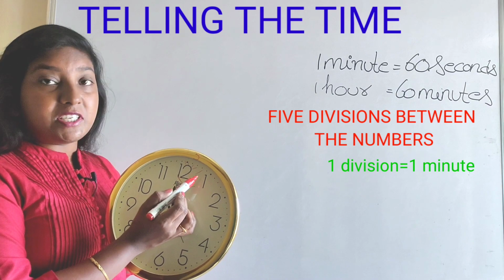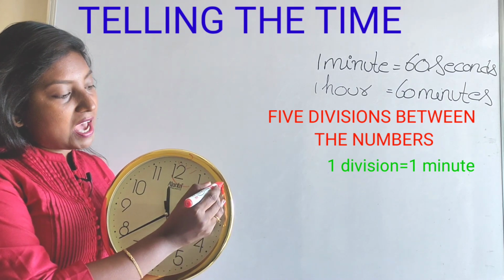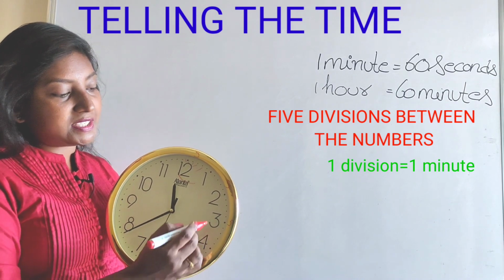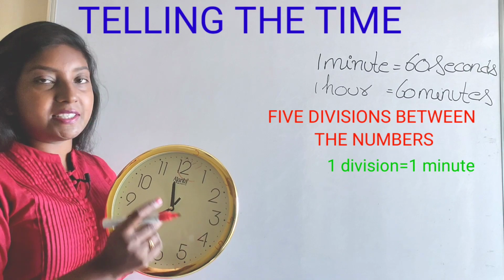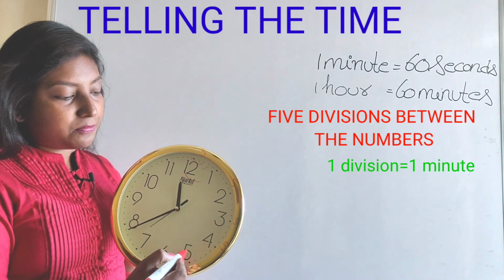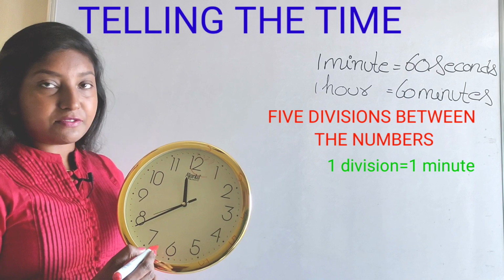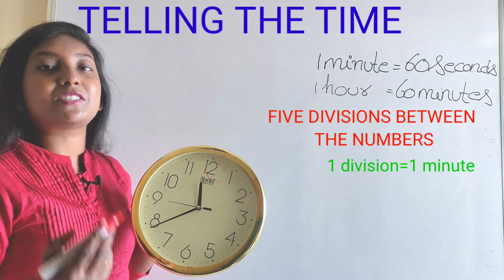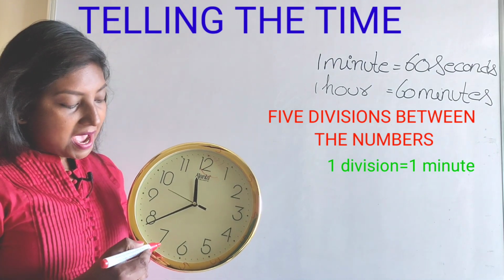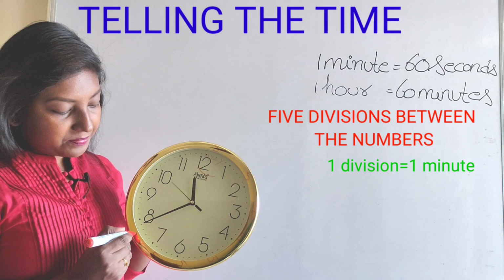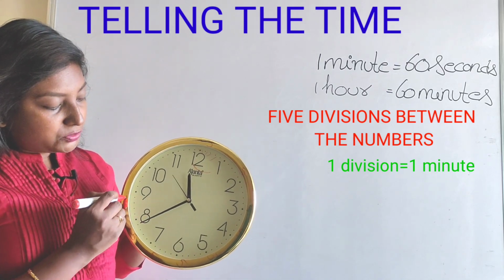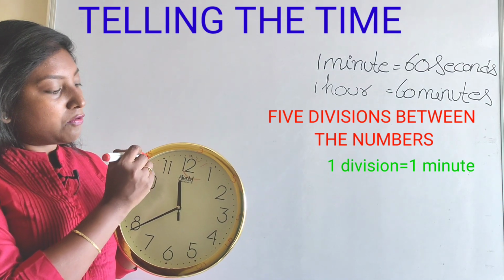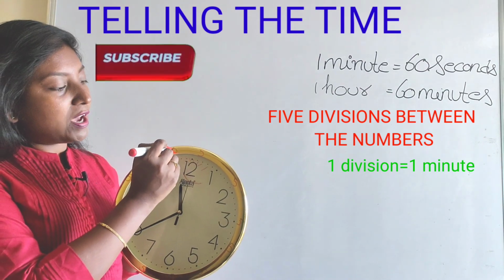In the same way, between 1 and 2 we have 5 more divisions, from 2 to 3, 5 divisions, from 3 to 4, 5 divisions, that means 5 minutes, from 4 to 5, 5 minutes, 5 to 6, 5 minutes, and 6 to 7, 5 minutes, or 5 divisions. So, each division represents a minute, and from 7 to 8, 5, from 8 to 9, 5, from 9 to 10, 5, from 10 to 11, 5, and from 11 to 12, 5.